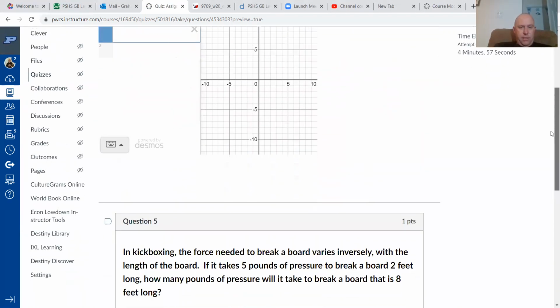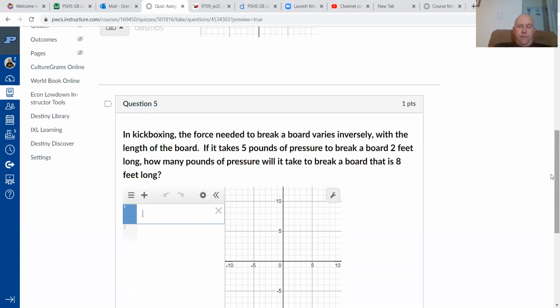Question 5 for me, which I think is your 7. In kickboxing, the force needed to break a board varies inversely. There's my keyword. It takes 5 pounds of pressure for a board 2 feet. How much pounds do you need for 8 feet? So work out that constant first.